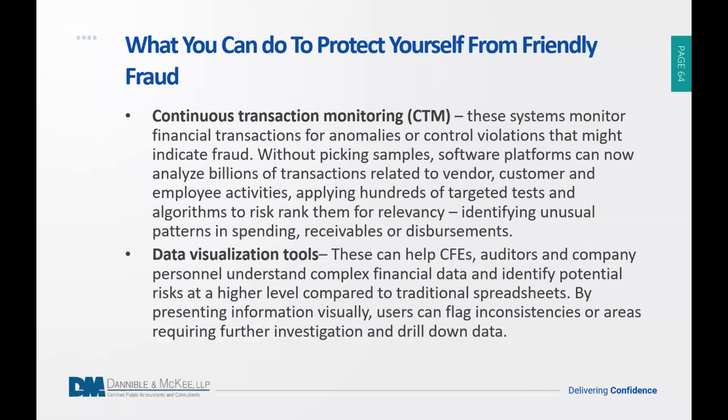So here are a few things you can do to protect yourself from friendly fraud if you are a business or organization delivering products to customers frequently. Continuous transaction monitoring. These systems monitor your financial transactions for anomalies and control violations that might indicate fraud. They're very sophisticated now. You can use AI and machine learning to your advantage as well. They can, without picking samples, go through and analyze billions of transactions related to vendors, customers, and employee activities. They can apply hundreds of targeted tests and different algorithms to risk rank everything and really save a lot of manual labor hours.